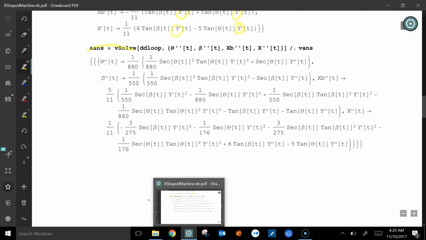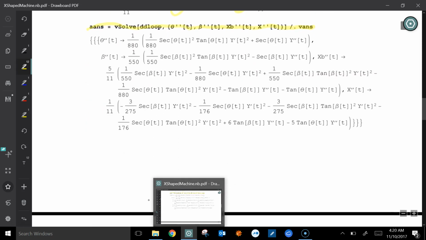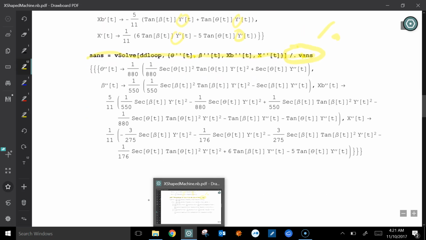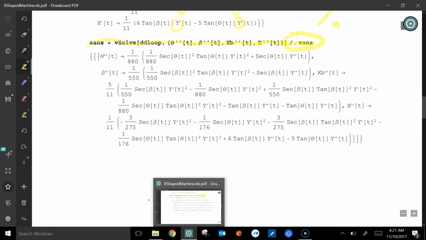And then what do you do with the acceleration? The double dot, you solve for the same four dot terms that you did before. In this particular case, this expression right here with the divide period is how you tell Mathematica to take VANS, the velocity answer that it already has, and substitute it into the expression after it solves. Because you get the single ticks out of the velocity equation. Once you have those, everywhere you have a single tick, you put in the velocity answer.